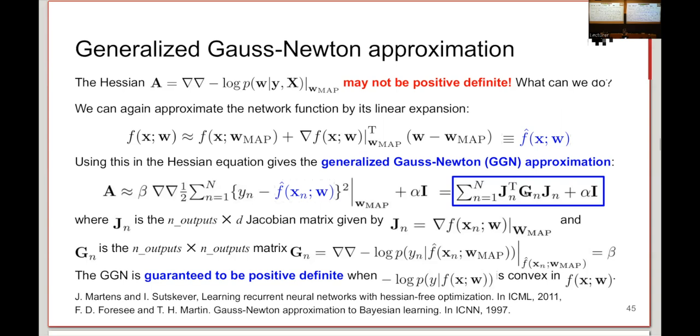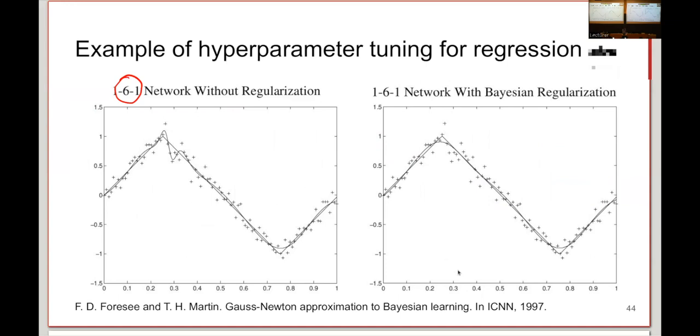This Gn here is the second derivative of the likelihood shown here. And then this Jn is again the gradient feature, or the Jacobian, for the linear model. And alpha is the same as before. So this generalized Gauss-Newton matrix is guaranteed to be positive definite when the likelihood for the linear model of your neural network is positive definite, which is the case for softmax likelihoods, logistic for two classes, or Gaussian. And this actually works quite well in practice. The example that I mentioned is implemented in that way, using this generalized Gauss-Newton approximation to the Hessian.